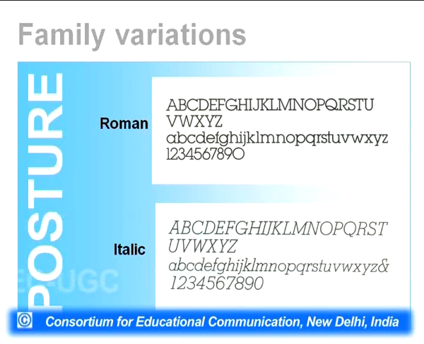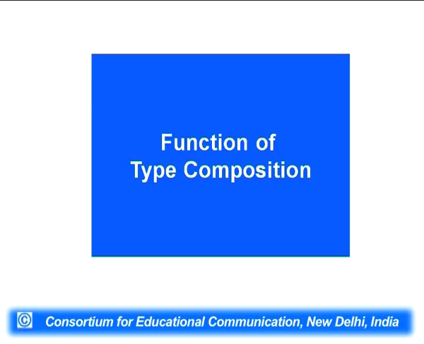There are two types of posture, Roman posture and Italic posture. So these are the family variations. Now we are going to discuss the function of the type composition.